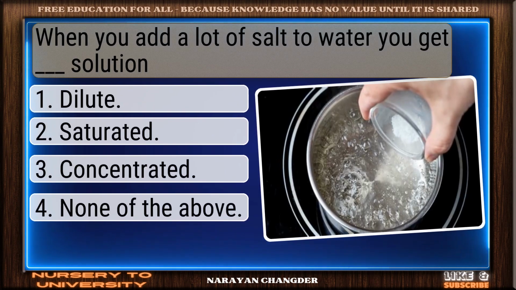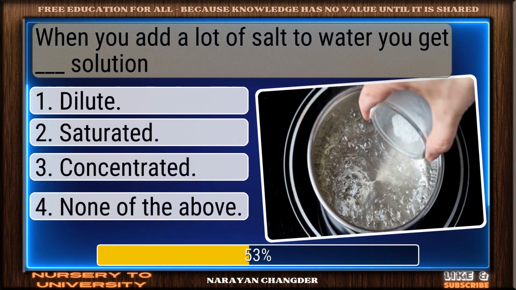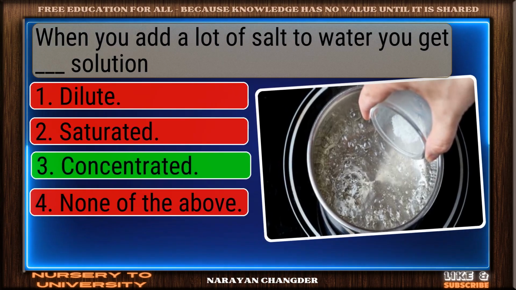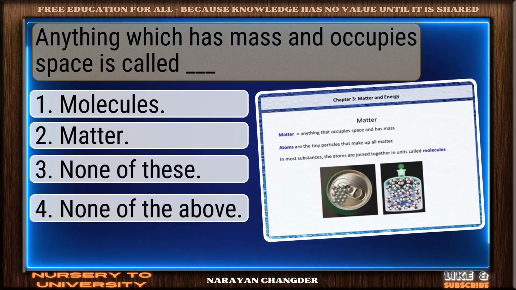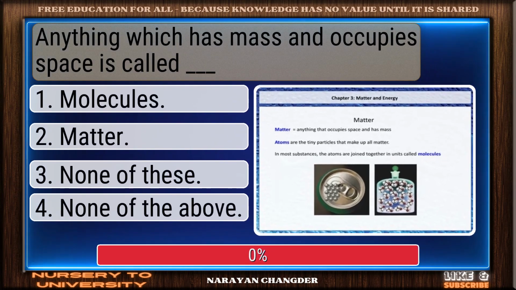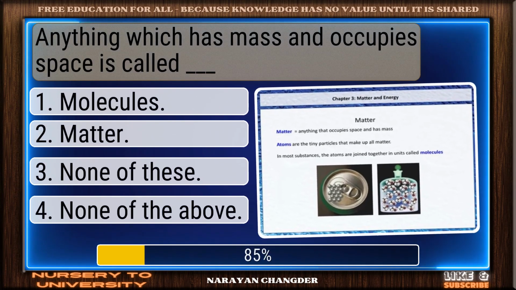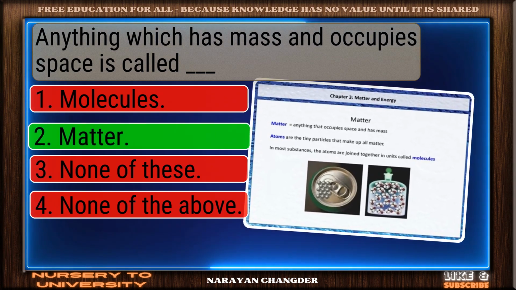When you add a lot of salt to water, you get dash solution. Bravo. Concentrated is the answer. Anything which has mass and occupies space is called dash. Excellent choice. Matter is the right answer.